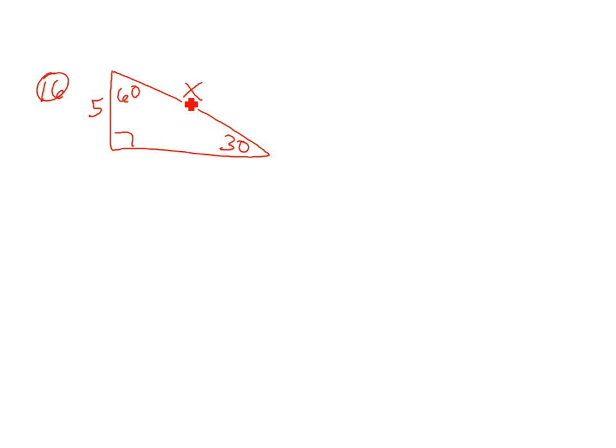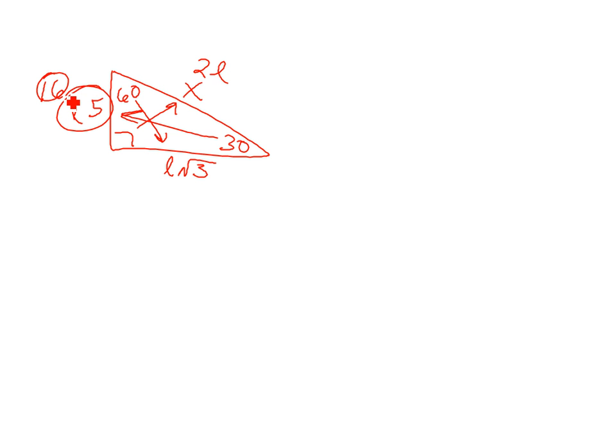Number 16. This time they give us a 30, 60, 90 triangle. They tell us this side is 5, and we're looking for this side. In a 30, 60, 90 triangle, the side across from the 30-degree angle is labeled L, the side across from the 60-degree angle is L times the square root of 3, and the side across from the right angle is 2 times L.